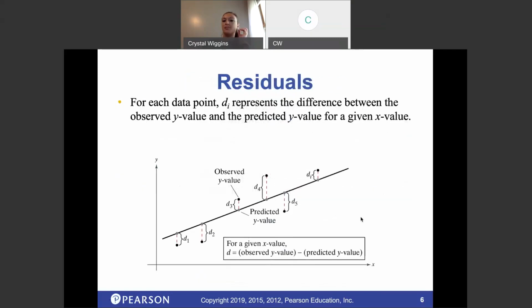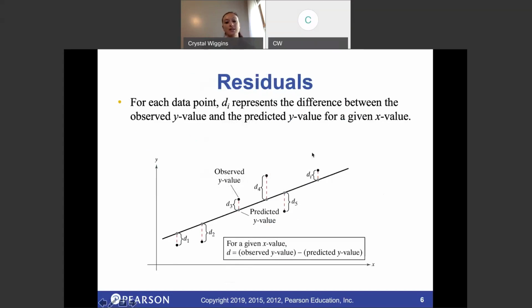Each data point represents the difference between the observed value and the predicted value. Remember, if you're looking at this regression line, it doesn't hit all the dots. So when we're predicting values, we're predicting a guess, our best guesstimate, but the point can be slightly above or below the line. It's not guaranteed that that's the exact value.